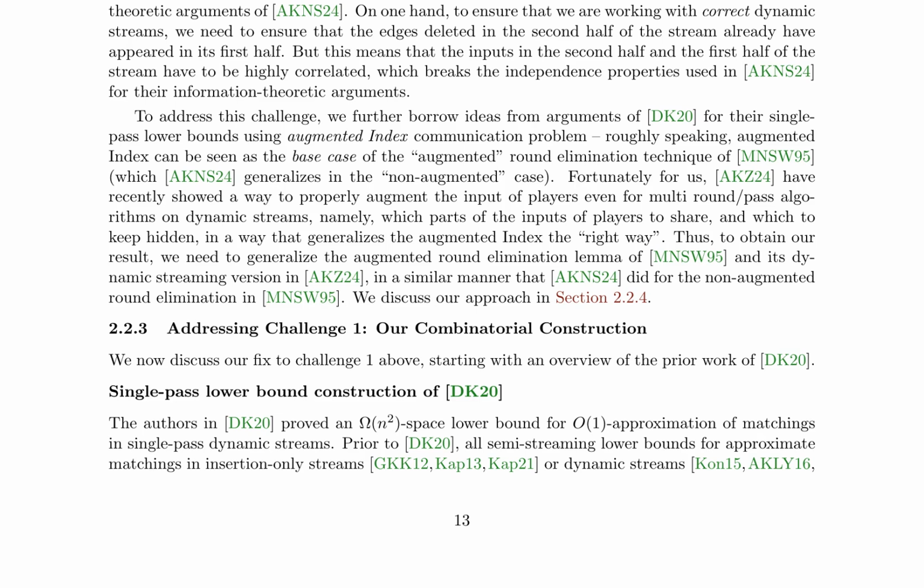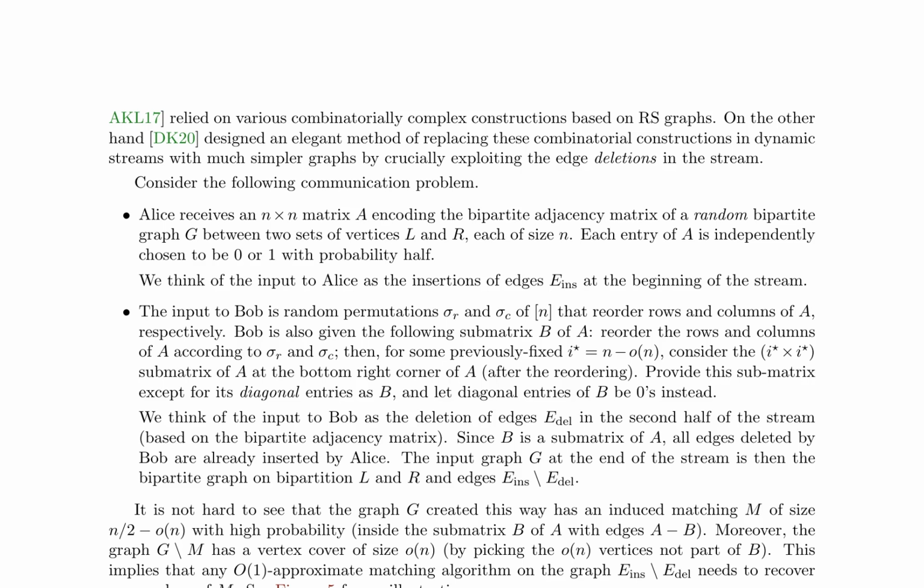The second challenge is related to the information theoretic aspects of O(1) approximate matchings. The authors need to ensure that the edges deleted in the second half of the stream have already appeared in its first half, which breaks the independence properties used in AKNS24 for their information theoretic arguments. To address this, they borrow ideas from AKZ24 for augmenting the input of players even for multi-round pass algorithms on dynamic streams. The authors then discuss their fix to the first challenge, starting with an overview of the prior work of DK20.